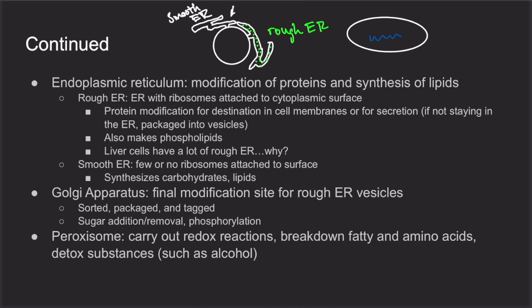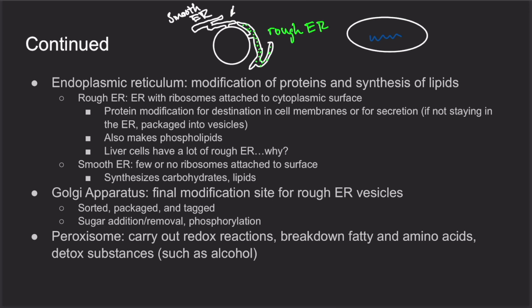But essentially, these tags will tell the cell where this vesicle containing a protein is destined for. So it could be inside the cell, on the cell membrane, in the cell membrane, or outside of the cell. Okay, that's all done through this tagging process.